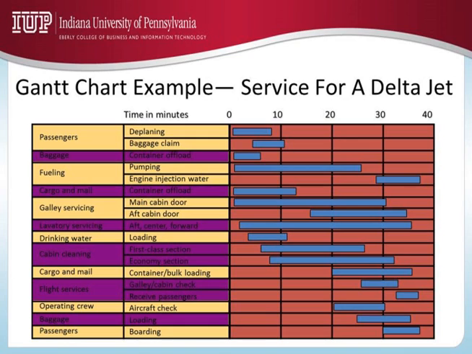A few other things you can find out from this Gantt chart. Deplaning, baggage claim, pumping fuel, offloading container, all these activities can be done concurrently. You can also see that some of the activities have to wait for other activities to be completed.